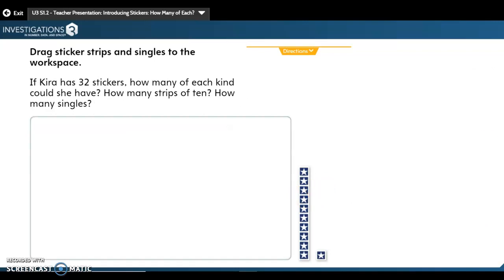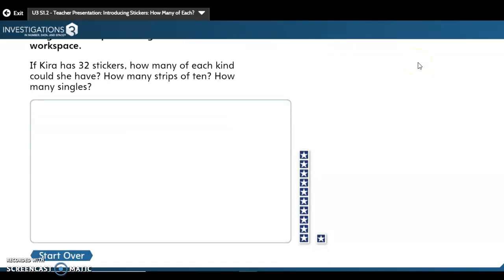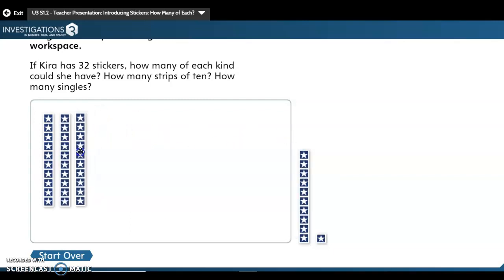So when we think about the number 32, possibly the first thing that comes to your mind is the number of tens and the number of ones that is in the number 32. So if we look at the number of tens that's in the tens place, we see that that is a number 3. So we know we could have 3 strips of tens to show our 32 stickers. So we then have 10, 20, 30, and then we have to go back and add our 2 singles or our ones. So we add 1, 2. So we know that this is one way we could solve this problem.